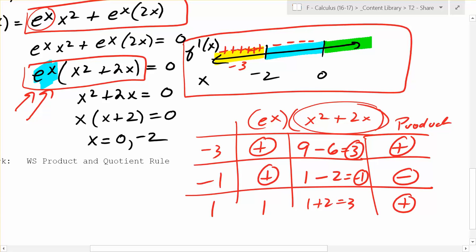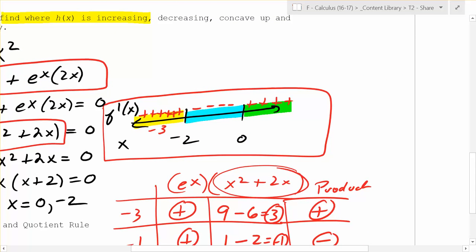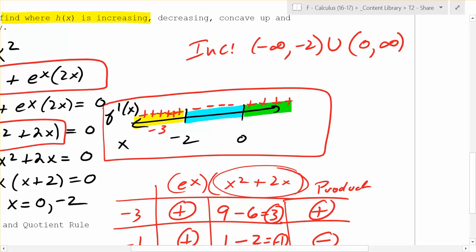Well, you need to test it. Just make sure you test it. So it's going to be positive. So if I ask you, where is this increasing? Where do you say it's increasing? Negative infinity to -2, union 0 to infinity. Yes. Did everybody see that?